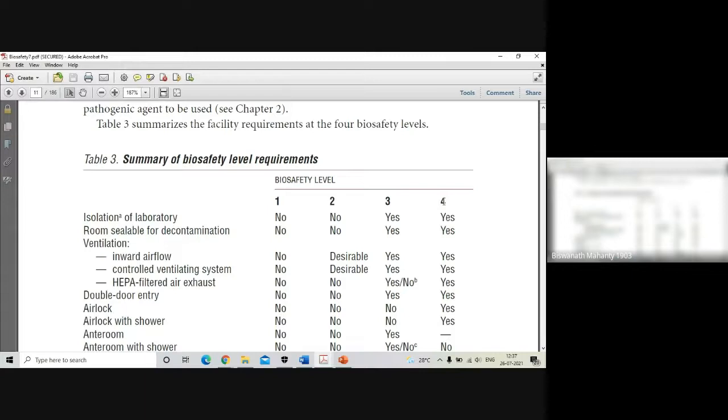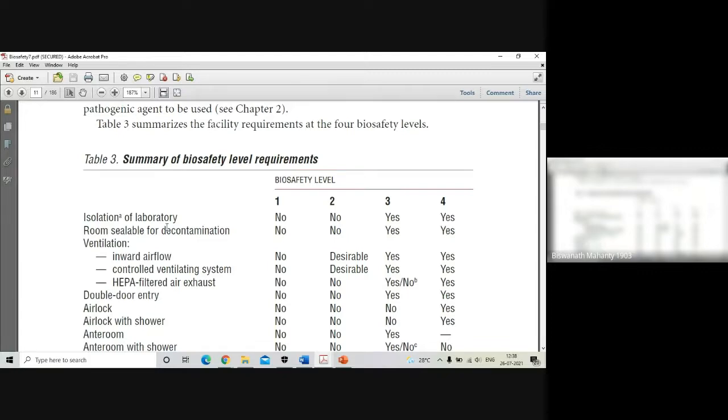Then what is the requirement? Isolation of laboratory. That means, what microbiology lab we are having now, if someone is doing this coronavirus culture and is going to study it, he cannot do it there. He should have a totally isolated laboratory. Room sealable for decontamination, and sometimes the room is completely sealed, but particularly in industrial settings, not in a research lab. So they can have decontamination, fumigation.